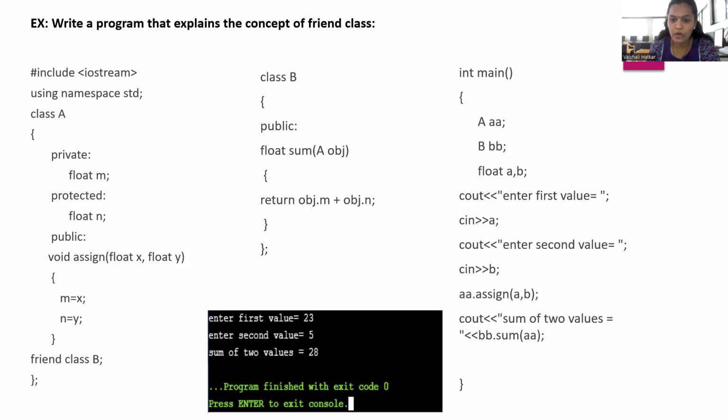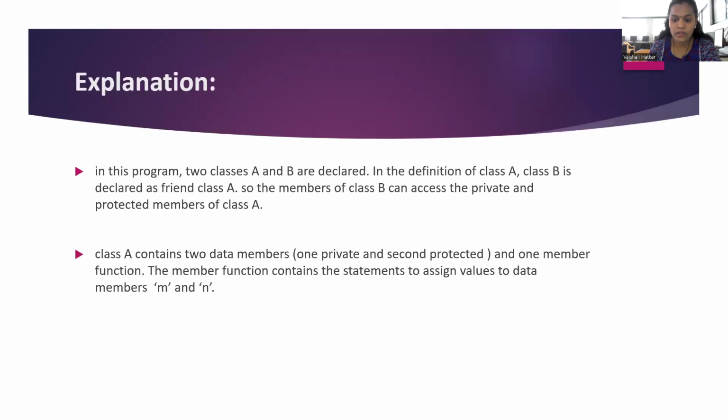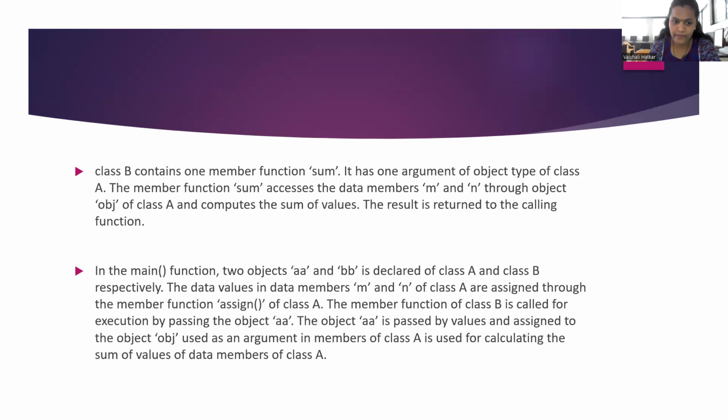Likewise, we are accessing the private and protected members of one class from another class by making that class a friend of our class. This is the basic concept of friend class and friend function. This is also the overall explanation of friend class. So you can go through it, and you will better understand the concept of friend class and friend function. Thank you so much.